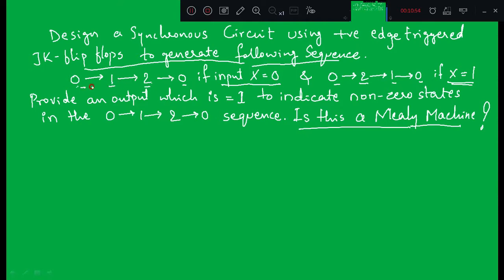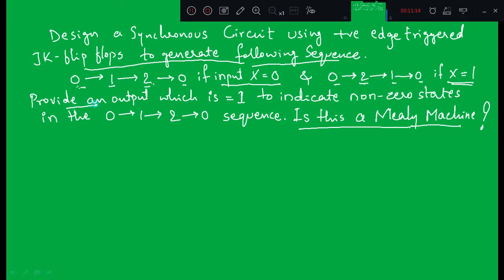When capital X is equal to 0, the count values are 0, 1 and 2, and when capital X is equal to 1, the count values are 0, 2 and 1, right? So this we cannot do using simple counters. It is one step ahead of designing counters.